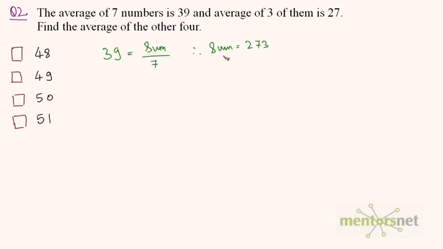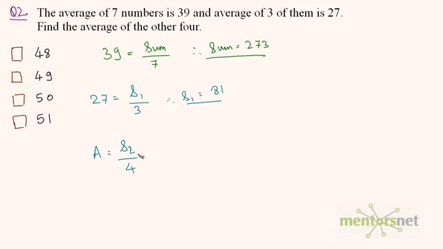273. And the average of 3 of those 7 numbers is 27. So 27 is equal to, let's say the sum of those 3 numbers is S1, divided by 3. Therefore S1 is equal to 27 times 3, which is 81. Now we have to find the average of the other 4. So the average of the other 4 is equal to the sum of the other 4 numbers divided by 4.